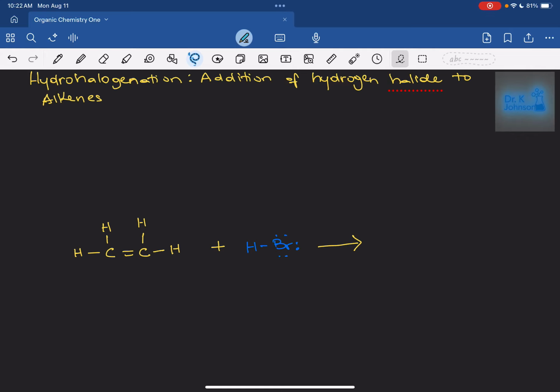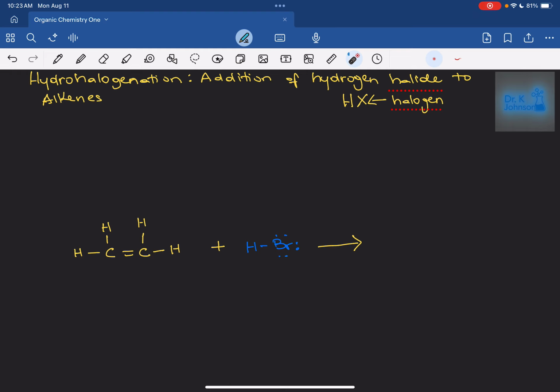Let's talk about hydrohalogenation, the addition of a hydrogen halide to alkenes, right? Your hydrogen halide is generally written as HX, where X represents any halogen, right? The name of the reaction tells you what you're adding. You're adding hydrogen and a halogen to the carbon-carbon double bond in your alkene, right?